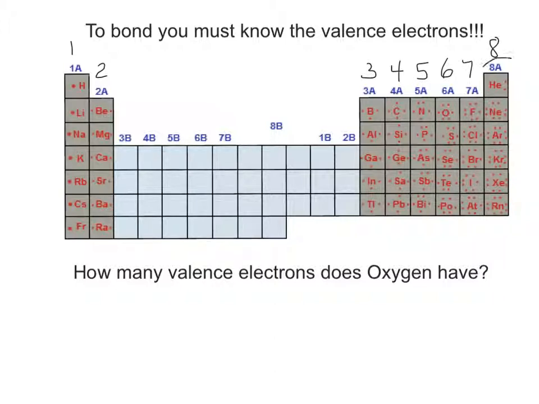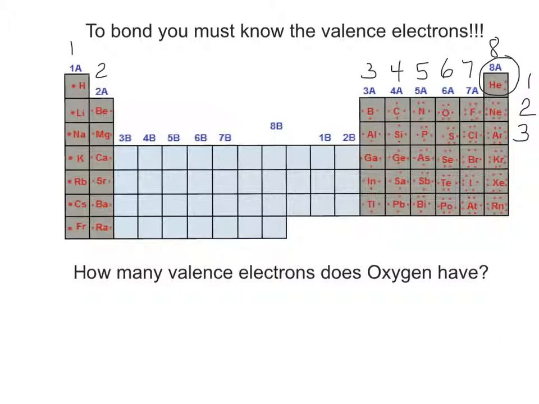The exception is helium, which has only 2 valence electrons in its full shell because it's in the first period with hydrogen. So in period 1, 2 electrons is full. Lithium to neon are in period 2, and they have 8 electrons in their full shell. Sodium to argon are in the third period, and they have 8 electrons in their full shell for our purposes.